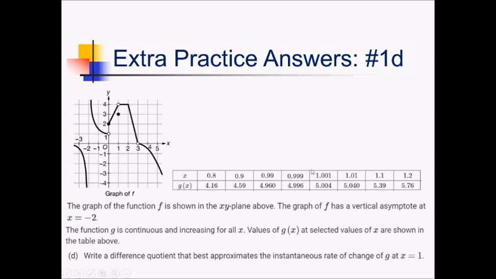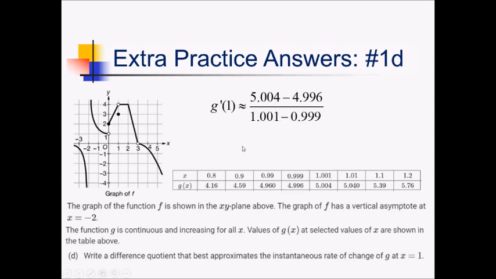That would be the interval from 0.999 to 1.001. So we're just going to do y2 minus y1 over x2 minus x1, or 5.004 minus 4.996 over 1.001 minus 0.999. And notice that I said g prime of 1 is approximately equal to this. We know it's not exactly equal. We're signaling to the reader that this is just an estimate.